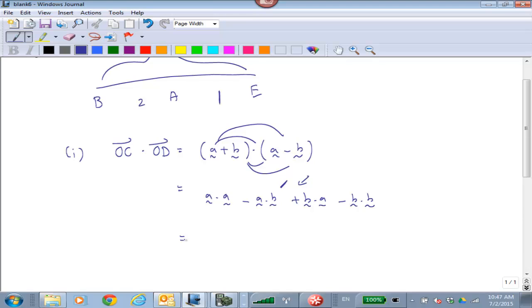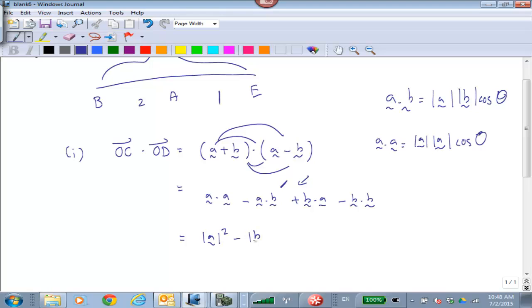Do you know why mod A squared? You know A dot B is defined like this. So A dot A is actually mod A mod A cos theta, right? Theta is defined as the angle between the two vectors. And what's the angle between a vector and itself? 0. So giving you mod A squared. So this one equals mod A squared minus mod B squared.